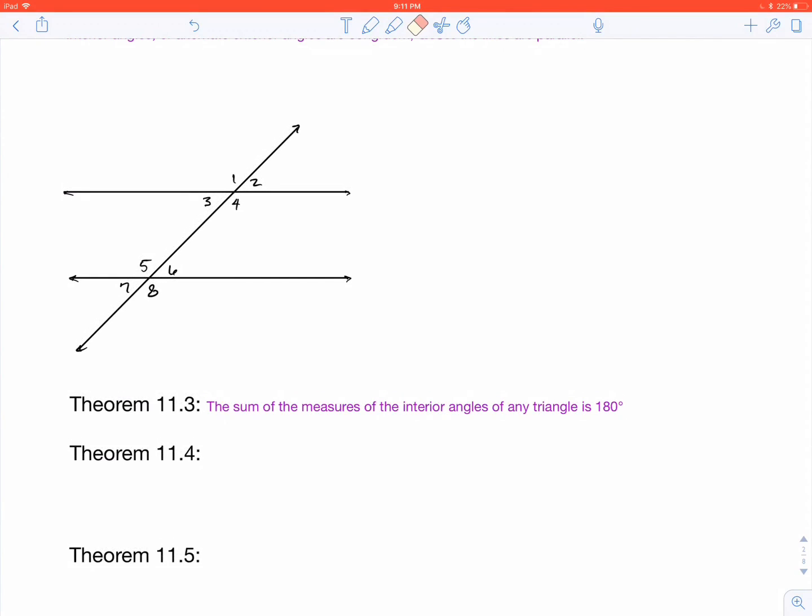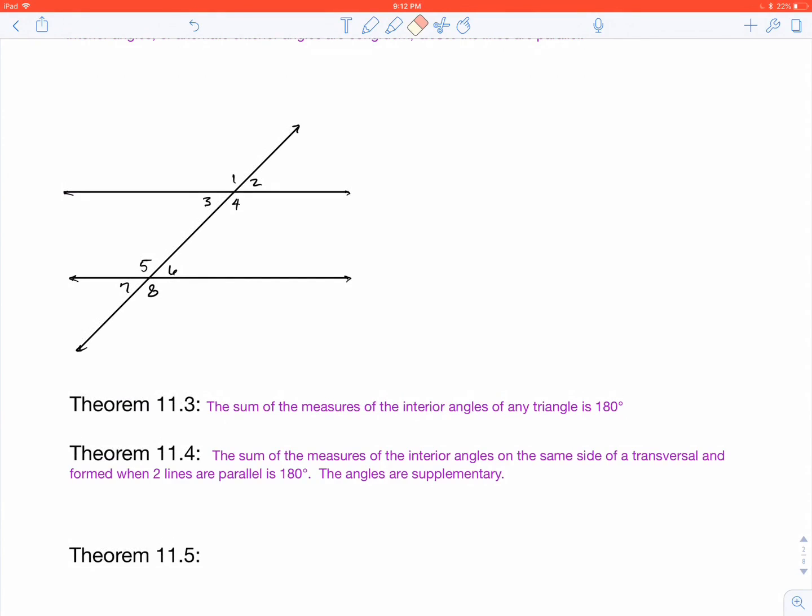So continuing on then with theorem 11.4, we see that the sum of the measures of the interior angles on the same side of the transversal and formed when two lines are parallel is going to be 180 degrees. So if you'll take a look at one example here, angle 4 and angle 6, these are both interior angles and they're on the same side of the transversal and my two lines are parallel. When I meet all these requirements, those two angles, their sum will be 180 degrees. We know that this is also called being supplementary.